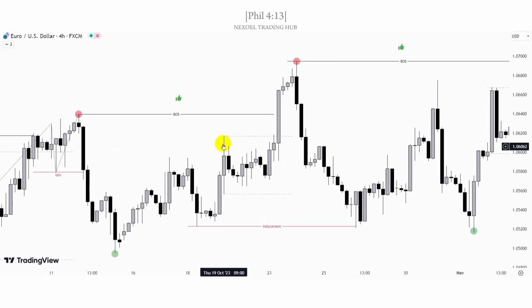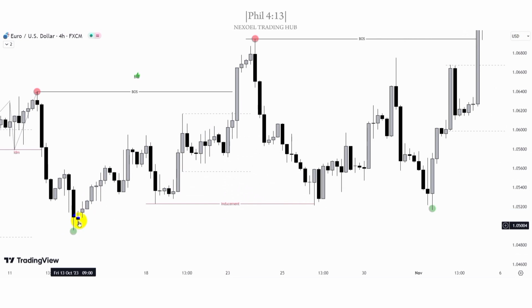So we do not have a valid pullback. So we have movement that returns to the downside and takes the low of this candle. So this is our impulsive move, the pullback, and then the impulsive move. You can see this is where the pullback was established.